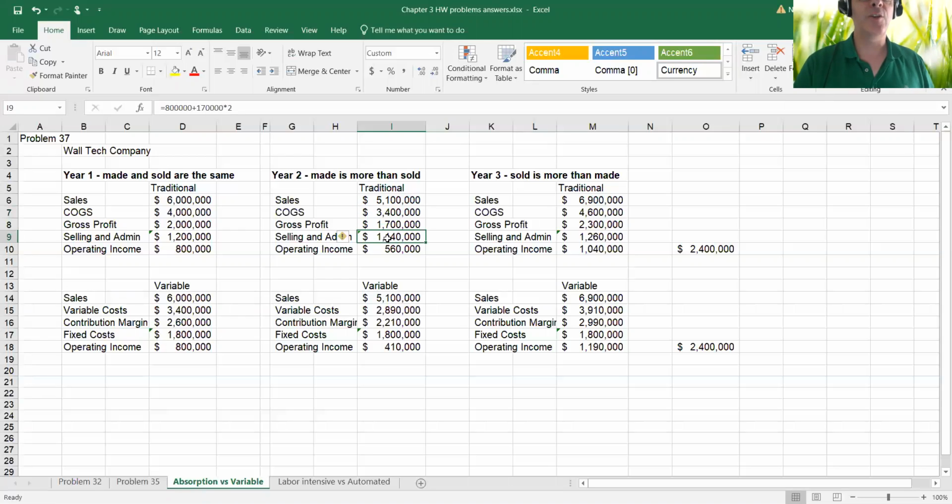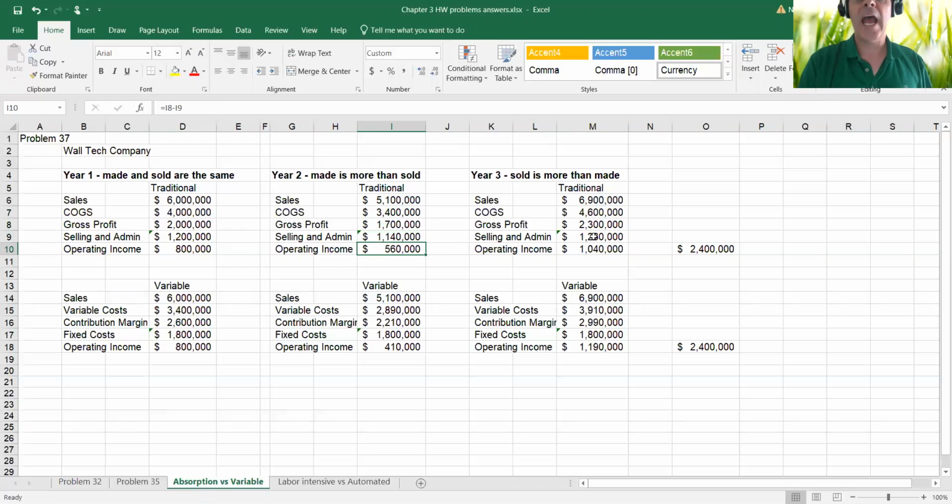And selling administrative also goes down because it's fixed, but some of it is variable. We only have to pay it out $2 for the 170,000 units we actually sold. So our actual operating income is 560 for traditional.